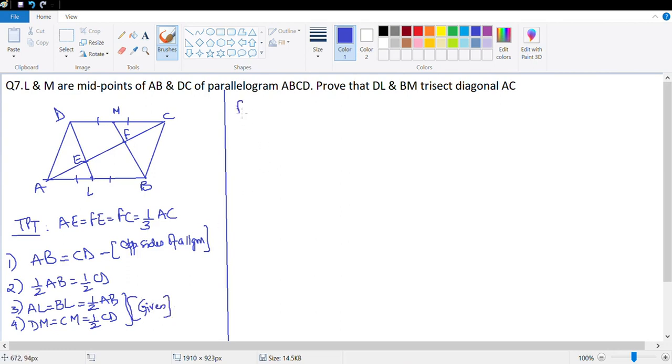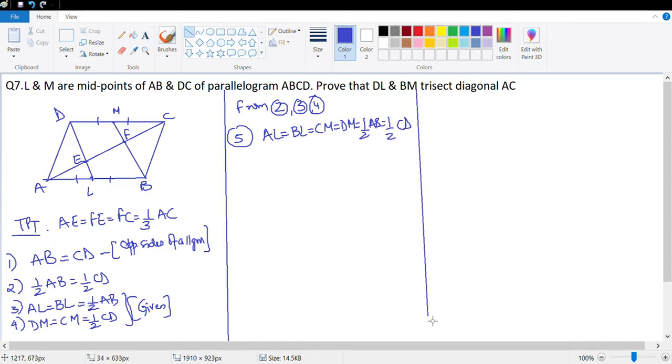So we'll combine them. From 2, 3 and 4, let's see what we get. Number 5: AL is equal to BL is equal to CM is equal to DM, which is equal to half of AB, which is also equal to half of CD. So all this information we know. That's why I've already marked them as equal.